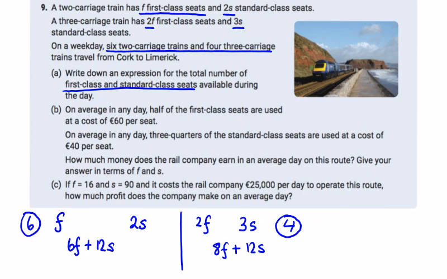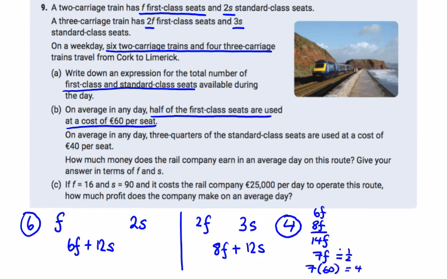On an average day, half of the first class seats are used at a cost of 60 per seat. So the first class seats are F. So how many have we got in terms of F? We have 6F and 8F. So there's 14F first class seats. And half of them are used at 60 per seat. So that will be 7F, which is half. So 7 times 60 is 420 euros for my first class seats.